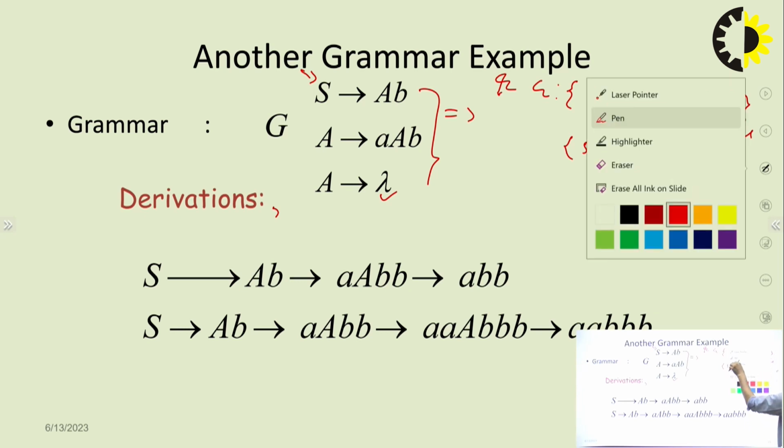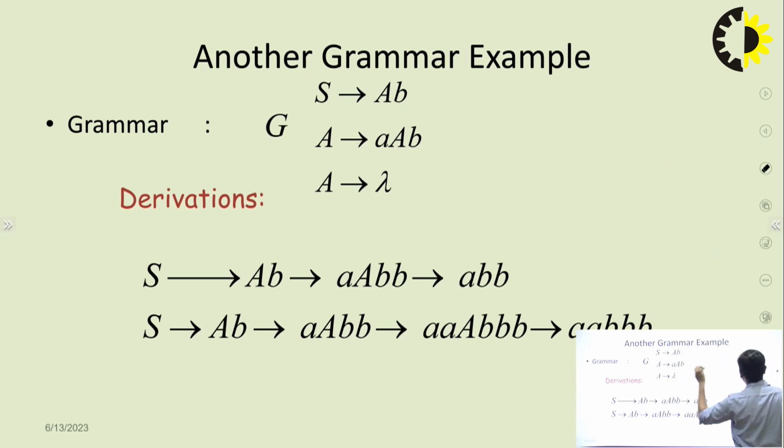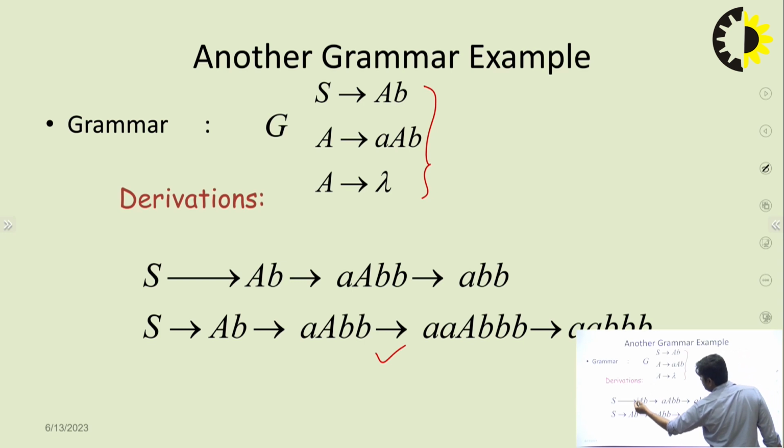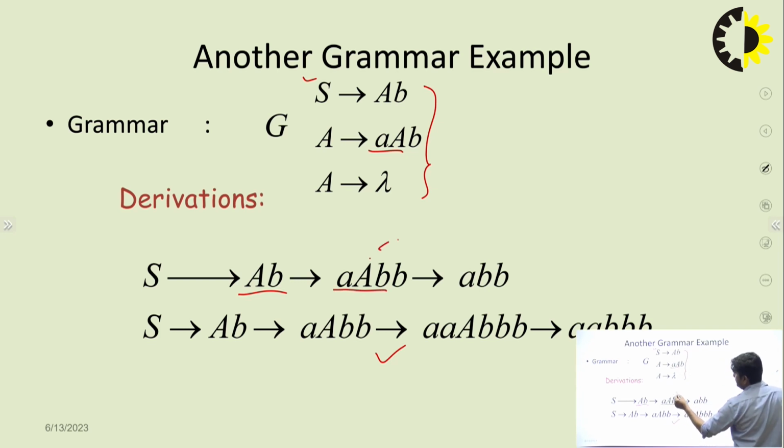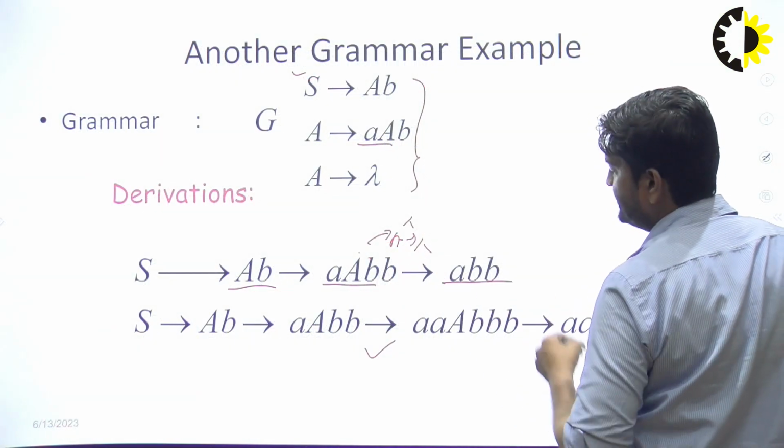Now we generate a string. This is the production rule given to generate a string using the sentential form, derivation and derivation tree. Here we define the derivation. We use the start production S to aAb. Now we replace A with aAb. Now A is epsilon. We use the A production as epsilon, which generates the string abb.